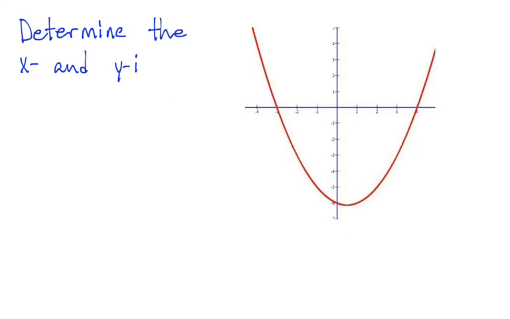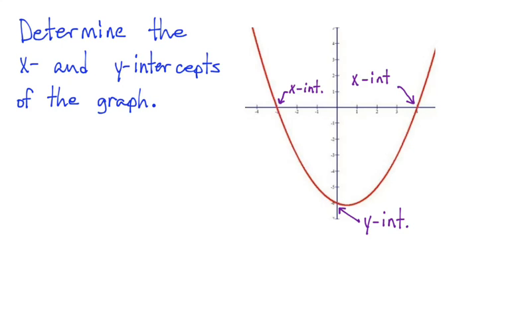So, let's look at this parabola and determine the x and y intercepts. Now this is the x-axis. So these 2 points here and here are called x-intercepts because those are where the graph crosses the x-axis. And this point down here is the y-intercept because this is where the graph crosses the y-axis. So each of these has a point, and so let's talk about x-intercepts first.